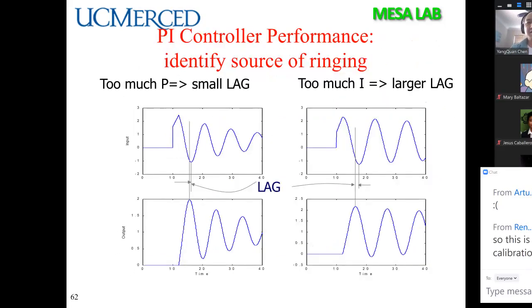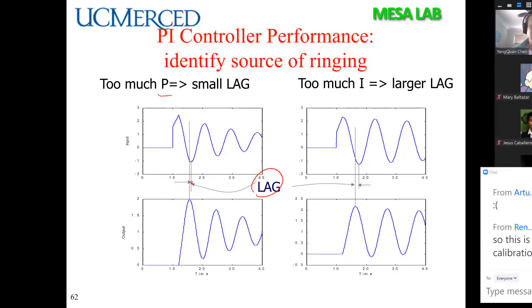All right, so if you have too much proportional gain, so if the system is ringing, you should check your input and output lag, okay? So this difference, the peak to peak difference, means you have too much gain, too much P. The gain is too big. Then you observe here the lag is too small. If the lag is too large, that means your integration is too much.